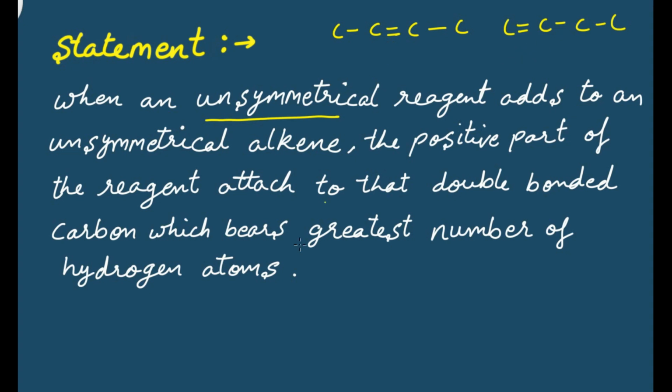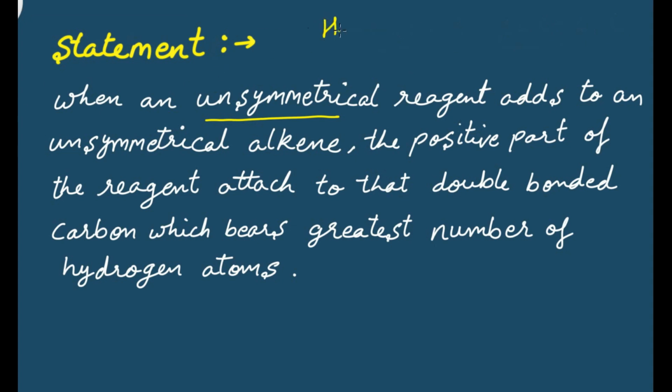So symmetrical and unsymmetrical simply means which show symmetry in the structure. This is an unsymmetrical structure because the double bond is present in the terminal carbons, and this is symmetrical because the double bond is present in the middle of the molecule, right? So this is symmetrical and unsymmetrical. Now what we are talking about in our case is a symmetrical or unsymmetrical reagent.